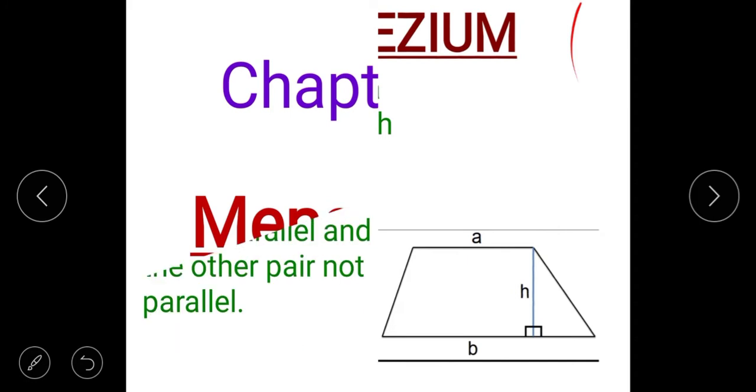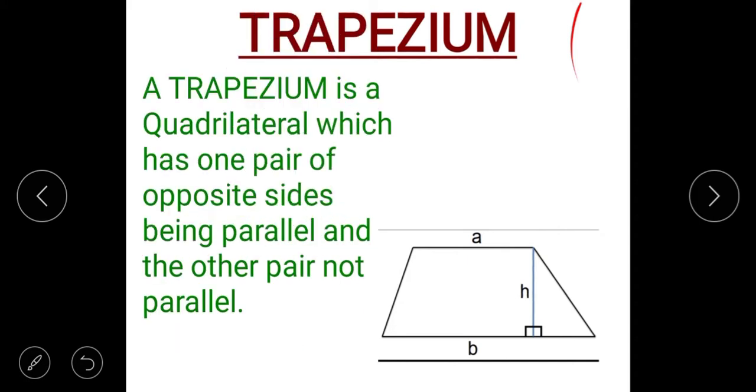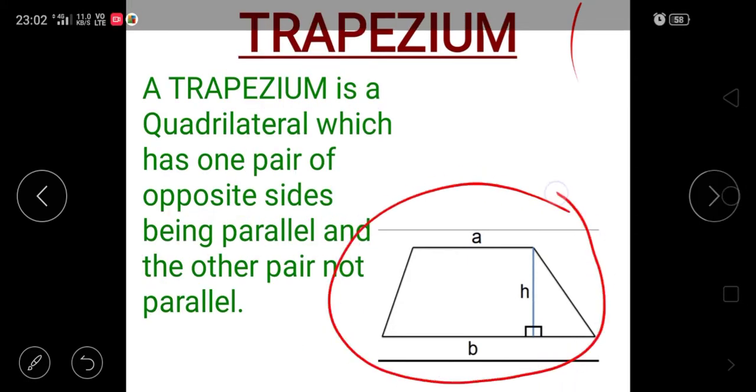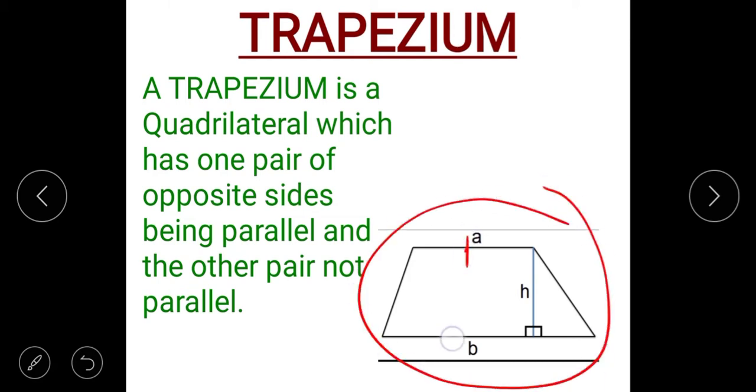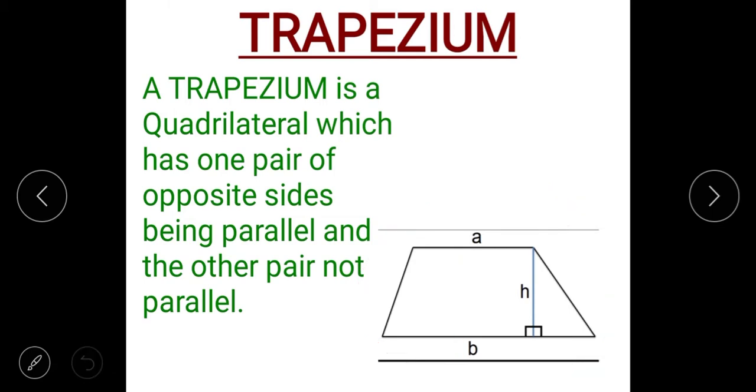The first shape is trapezium. Look at this diagram. A trapezium is a quadrilateral because it has four sides. Look, there are the four sides. The figure which has four sides is called a quadrilateral. So a trapezium is a quadrilateral which has one pair of opposite sides parallel. If you see this diagram, these two sides are parallel to each other and the other pair is not parallel.